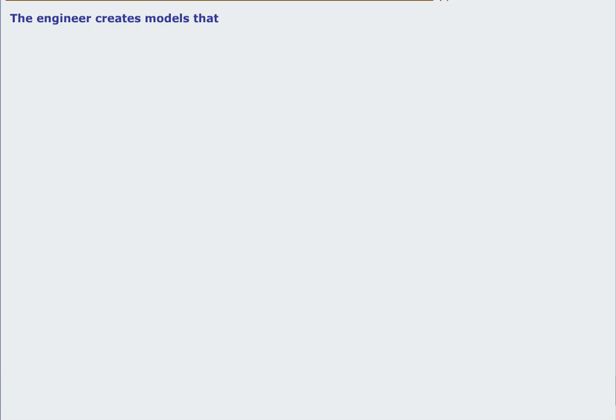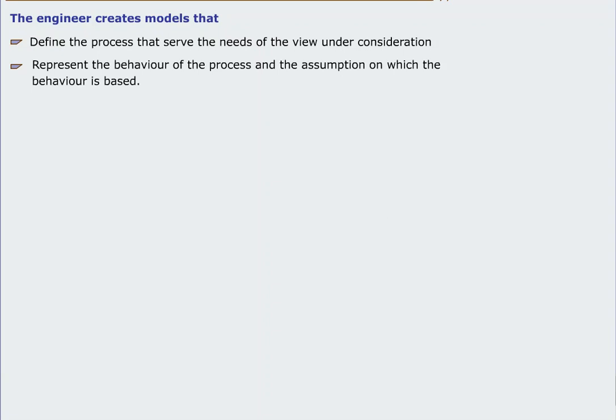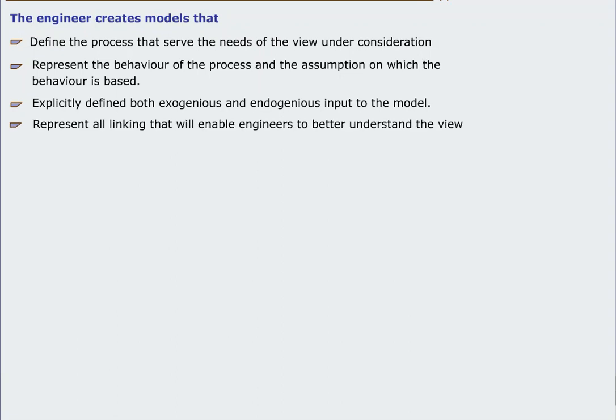System engineering is a modeling process. Whether the focus is on the worldview or the detailed view, the engineer creates models that define the processes that serve the needs of the view under consideration, represent the behavior of the processes and the assumptions on which the behavior is based, explicitly define both exogenous and endogenous input to the model, represent all linkages, including output, that will enable engineer to better understand the view.